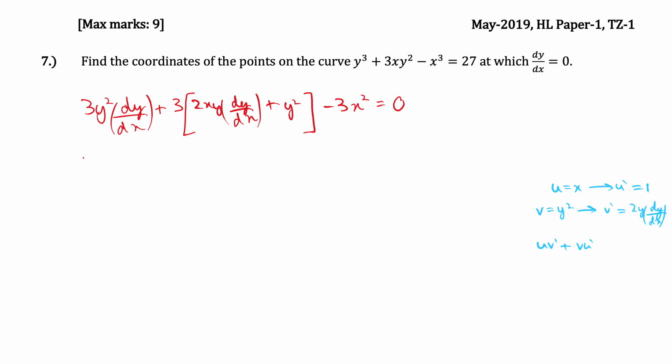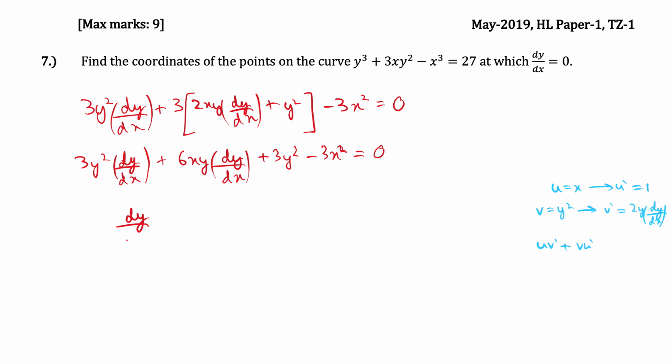Now from here we can expand this bracket. This will be 3y squared dy/dx plus 6xy dy/dx plus 3y squared minus 3x squared is equal to 0. Now from here I can factorize dy/dx from these two expressions. So this will be dy/dx inside the bracket 3y squared plus 6xy. This will equal, and I can move these two expressions to the right hand side. So this will be 3x squared minus 3y squared.